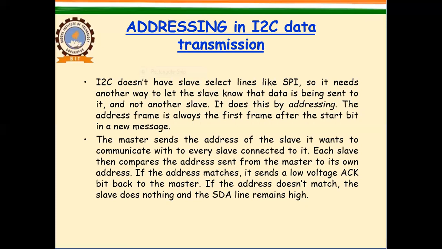So addressing is nothing but identifying a slave. The address frame is always the first frame, after the start bit. The master sends the address of the slave it wants to communicate with to every slave connected to it.